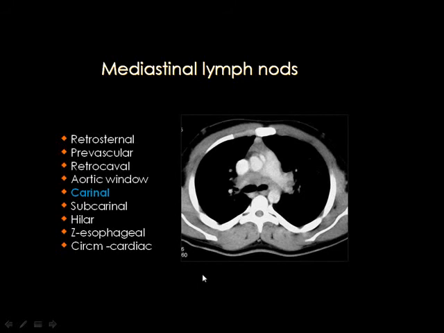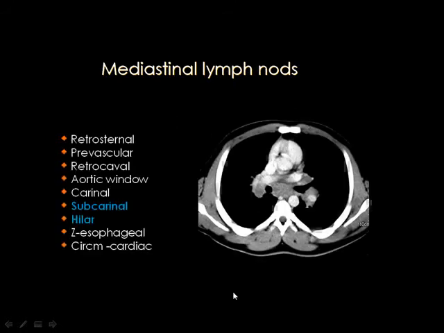Then the lymph nodes around the carina are known as the carinal lymph nodes. This is the bifurcation of the trachea, and you can see a group of lymph nodes here. This is known as the carinal or precarinal. And sometimes you can see also a group here which are known as the retrocarinal lymph nodes. Then the subcarinal lymph nodes are located between the bifurcation of the trachea, and this is the subcarinal lymph node.